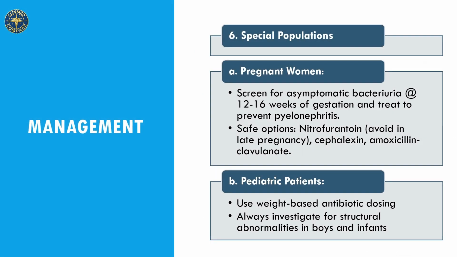In special populations, pregnant women should be screened for asymptomatic bacteriuria at 12 to 16 weeks of gestation and treated early with safe antibiotics to prevent progression to pyelonephritis. Safe options include nitrofurantoin (avoid in late pregnancy), amoxicillin-clavulanic acid, and cefalexin. For pediatric patients, use weight-based antibiotic dosing and always investigate for structural abnormalities, especially in boys and infants.